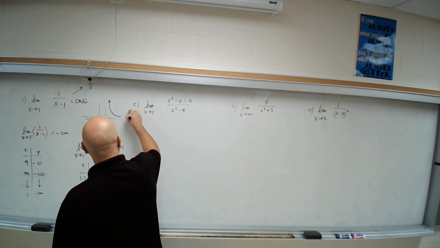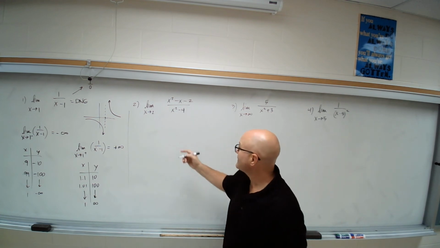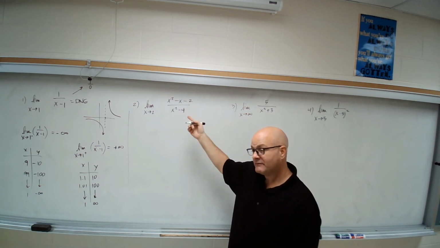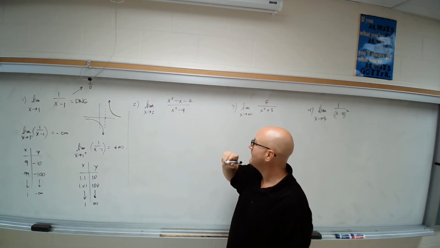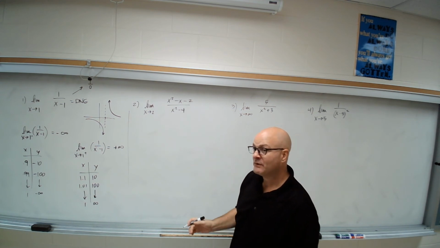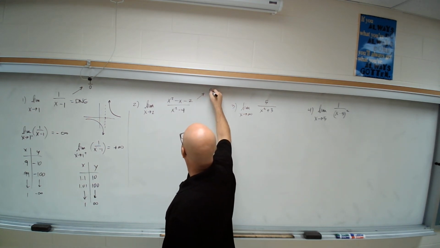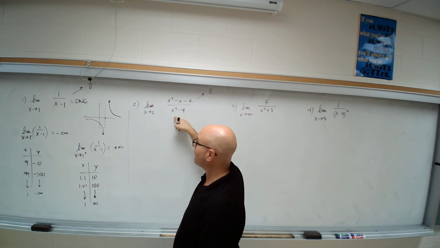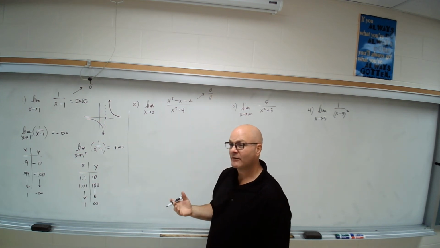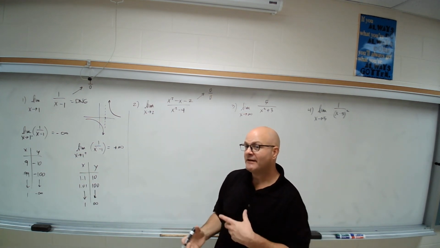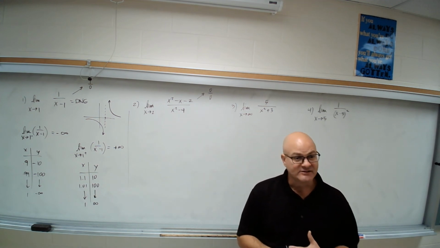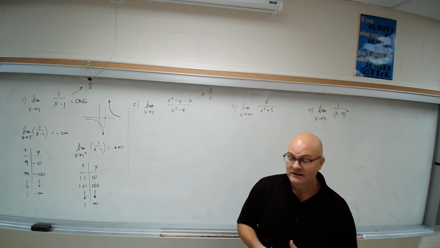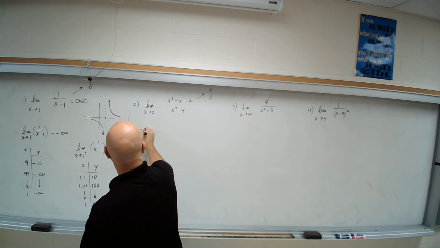Number 2, I just wanted to review. This one we'll try to substitute, right? And you'll get 4 minus 2 minus 2, which is 0. And then 4 minus 4, which is 0. So that's indeterminate, correct? That doesn't mean infinity is going to be our answer. We're going to have to do what we did last week, and that would be to try to simplify this.